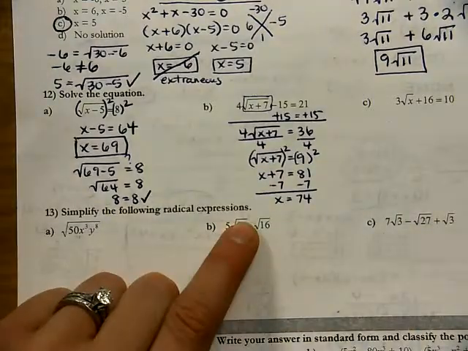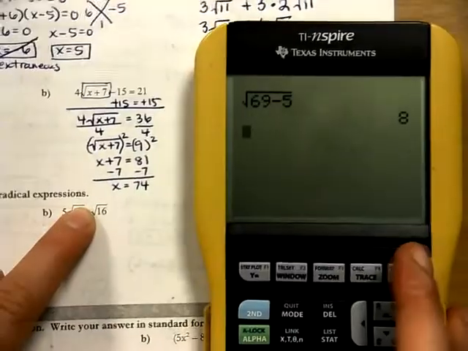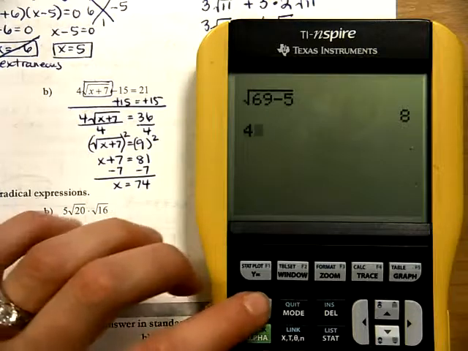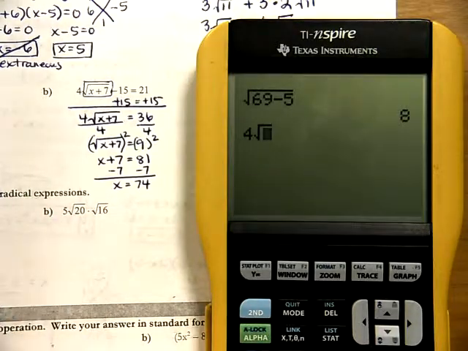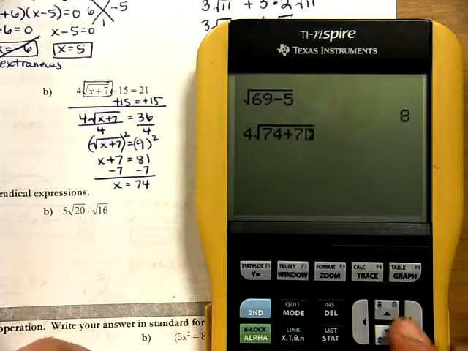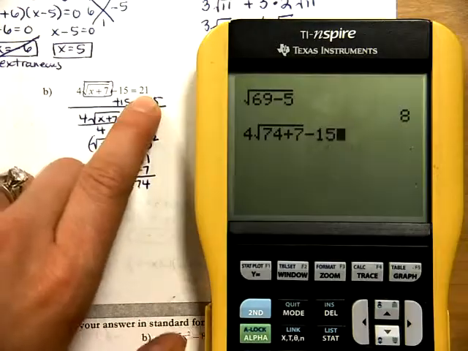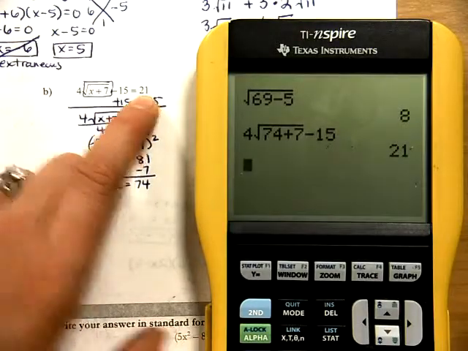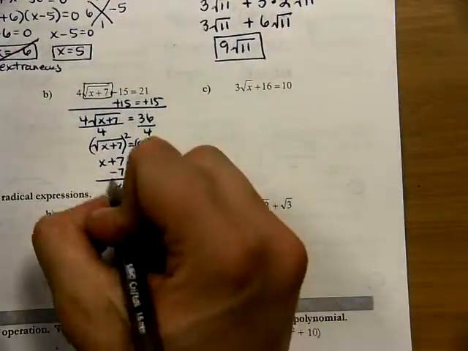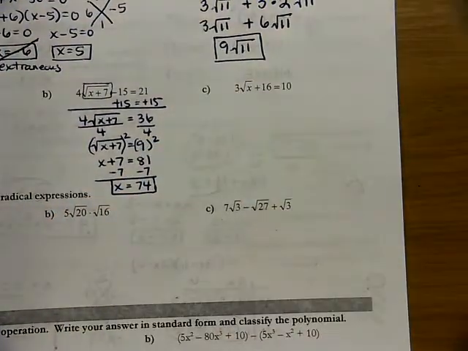Again, before I box it in, I want to check my answer. So this time I'm just going to punch in my calculator. Go right back to the beginning. 4 times the square root of 74 plus 7. I got to get outside of the square root and subtract 15. I want that to equal 21 if it's going to be a solution. And it does, so I know that that's a solution. So I box it in.